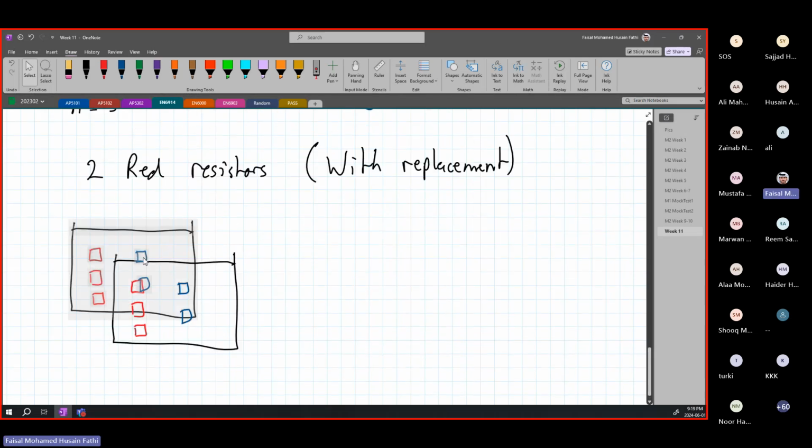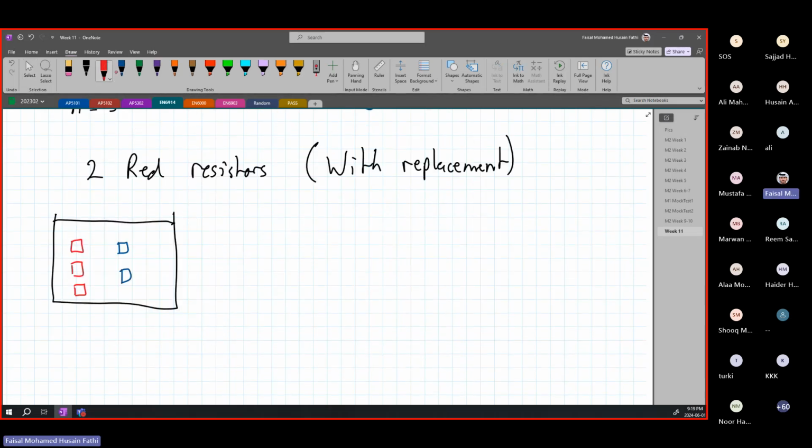All right, of resistors. Let's take it back down here. We already have found the probability of red was 0.6 and the probability of blue is 0.4.